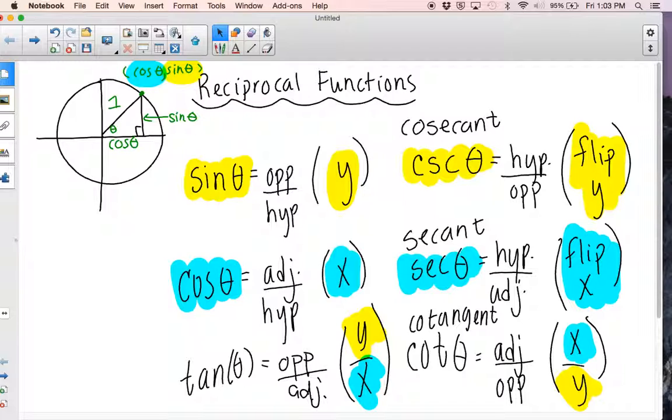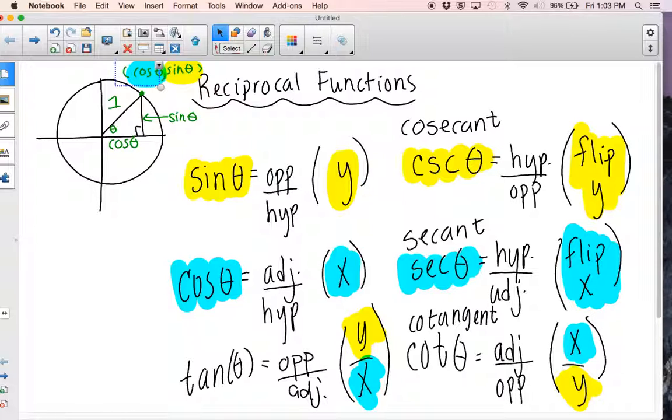Sine is opposite over hypotenuse, which ends up just being the y value. Cosine is adjacent over hypotenuse, which ends up just being the x value. Tangent, remember thinking in your triangle, tangent is opposite over adjacent. So it ends up being the y value divided by the x value. You can see that here, I color coded it for you guys.